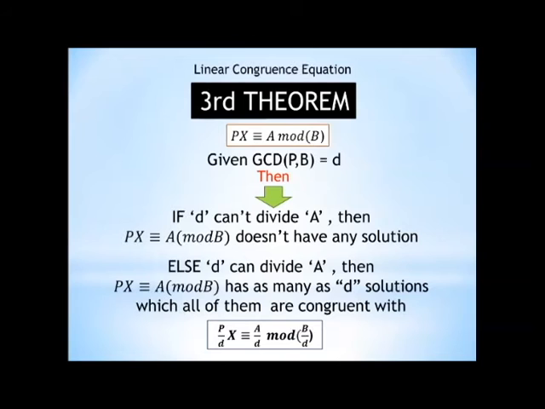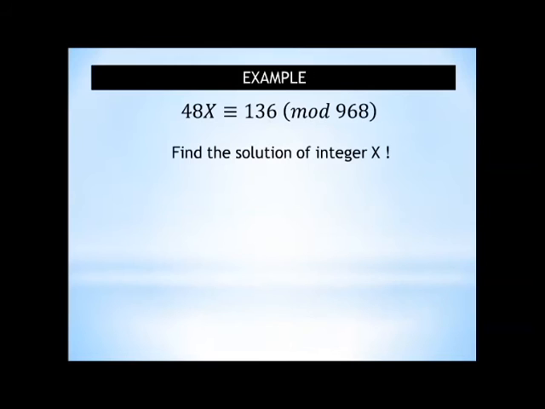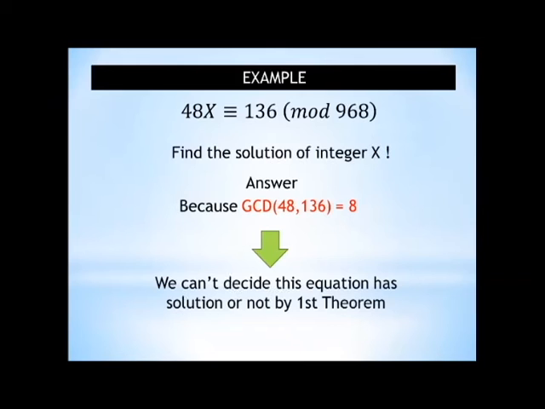Now, let's try the example here. The example gives 48x congruent 136 mod 968. Find the solutions of integers x. Answer: because the GCD of 48 and 136 is 8, we cannot decide whether this equation has a solution or not by the first theorem. So, we will apply the third theorem.